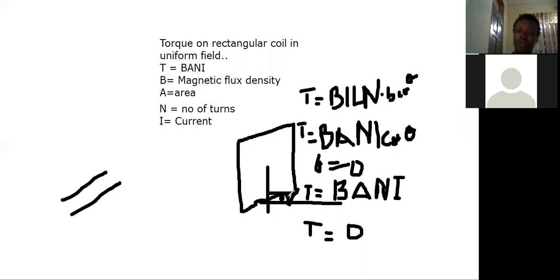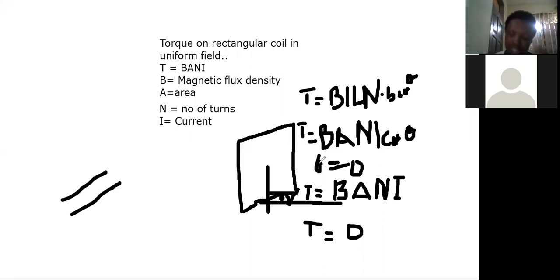However, if the plate is parallel to B, which is the breadth of this iron core, then there won't be any angle formation. As a result, the angle here will become 0. And when the angle is 0, cos 0 is 1. So we are going to get T equal to the binding, like we did last week. So that's what we wanted to arrive at.